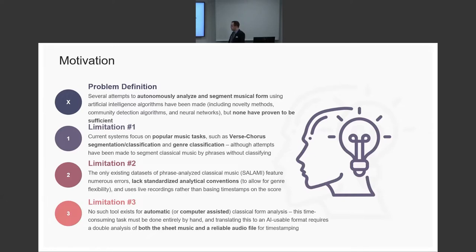The first of all being current systems focus on popular music tasks, such as verse-chorus segmentation and classification, and genre classification. Although attempts have been made to segment classical music by phrases without necessarily classifying them. So the only existing data sets of phrase-analyzed classical music come from a data set called the Structural Analysis of Large Amounts of Music Information, abbreviated SALAMI, which features numerous errors. It lacks standardized analytical conventions for the purpose of allowing for genre flexibility. And again, they use live recordings rather than basing timestamps on the actual score for the music itself.